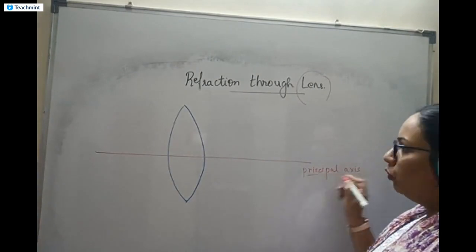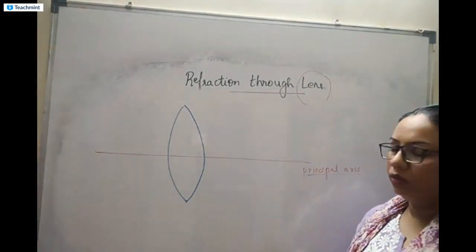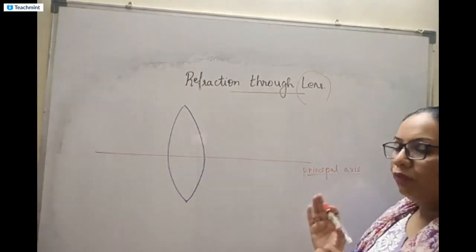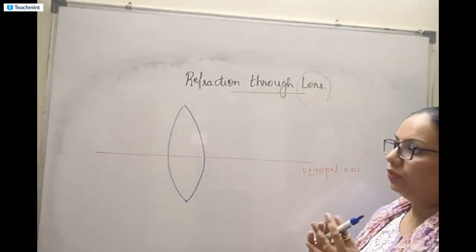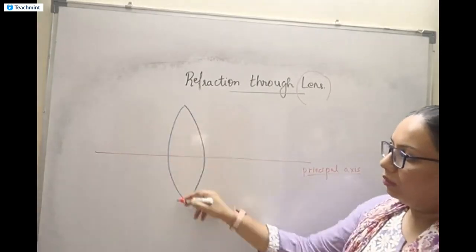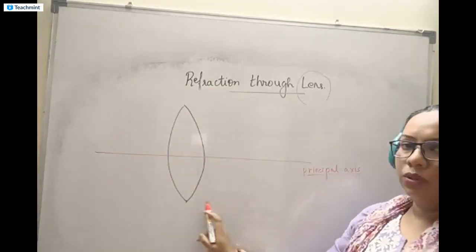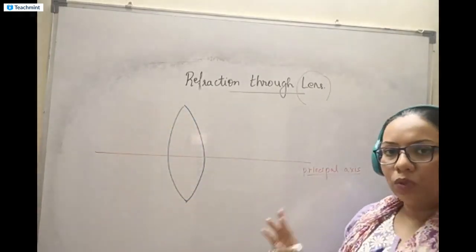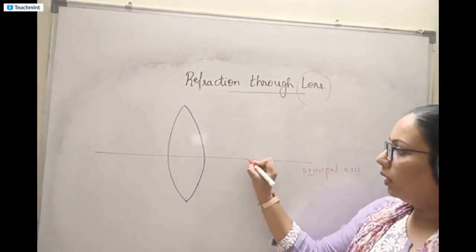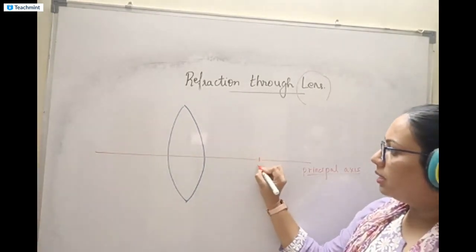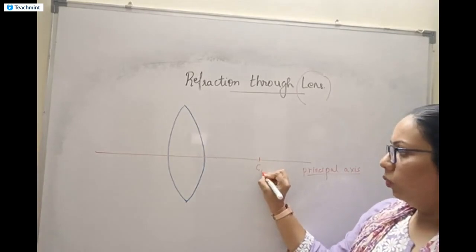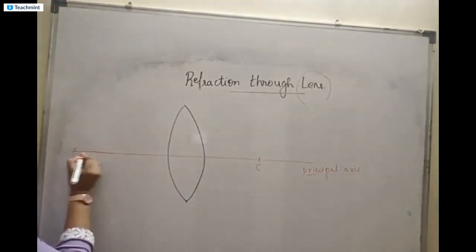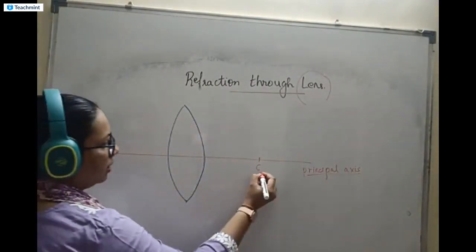Now, can anyone tell me for this lens how many focus will be there? For this lens, how many focus technically are you going to have? We discussed it right at the beginning. One curve belongs to one circle part, and the right side belongs to another circle part. So there will be two centers, two focuses. Let me say this is C1 and this is C2.